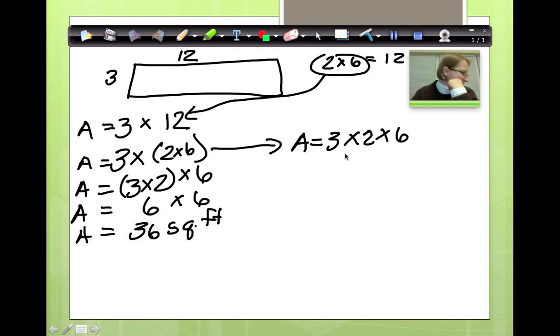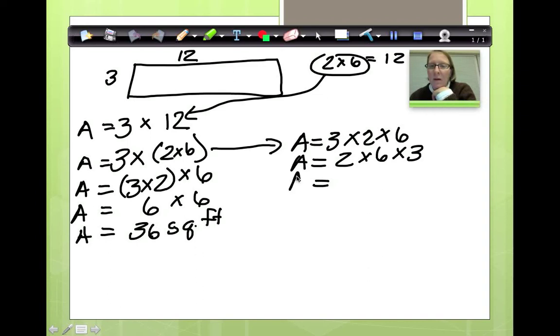Well, let's see how I want to do this. Let's move it around. Let's change it around completely. Let's put the 2 times the 6 times the 3. That's commutative property for you. We can move it around any way we want. Alright, so let's see what we get.